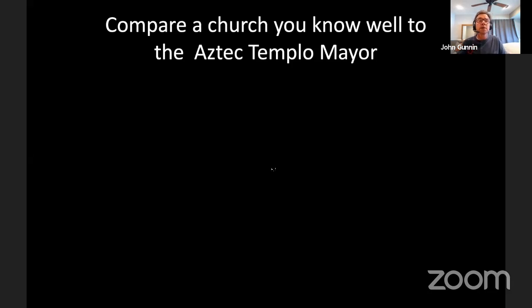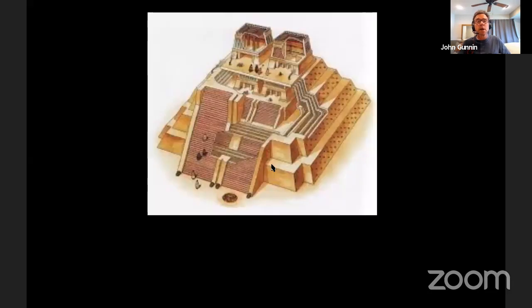about comparing a church that you know well to another sacred space outside of the Christian religion. And I chose the Aztec Templo Mayor because it's not only in your set, it's on the part that will be tested on the AP test, but it's quite an important monument with different sides to it, different aspects to it. And here you can see the two buildings.